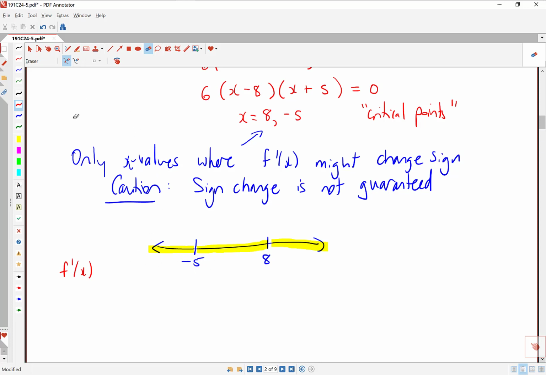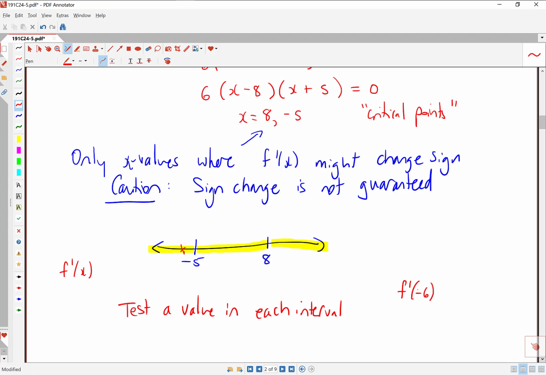The way you figure out what's going on with f prime of x is you test a value in each interval. What's really interesting here is that you only need to pick one number in each interval to figure out what's going on in the entire interval. So let's look at this first interval from negative infinity to negative 5. We can pick any number in here, could be negative 6, could be negative 7. So test some number, and what you're doing is plugging it into f prime.